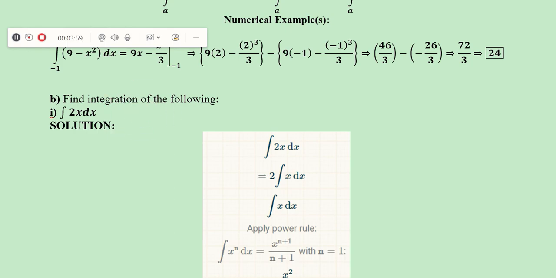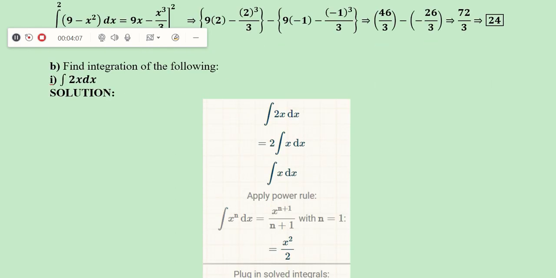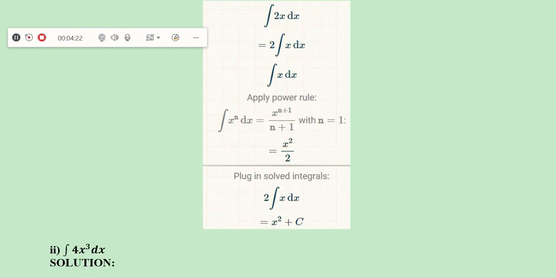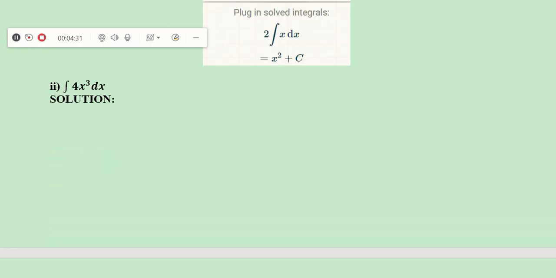The second component or part of the first question is about integration of some given functions. This is the given function 2x, it has to be integrated. So these are the various steps that are self-explanatory. 2 coming out of the function as it is a coefficient, and then x is integrated, and the power rule is written here. We already know about this. Applying this, we'll get this answer. Putting it back, this 2 will be cancelled out with this 2, and we will get this answer.